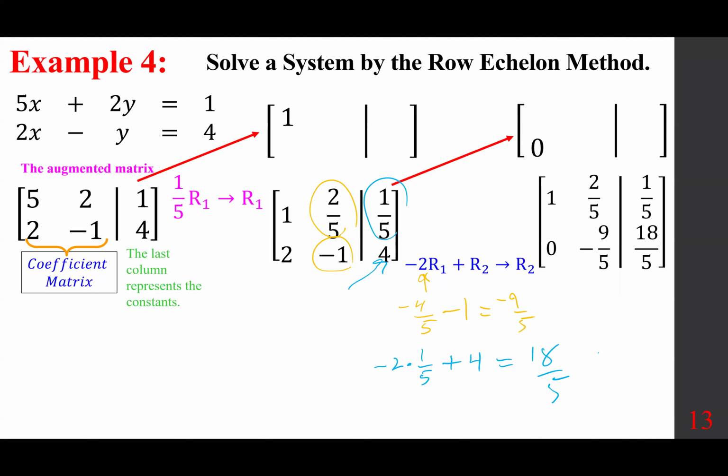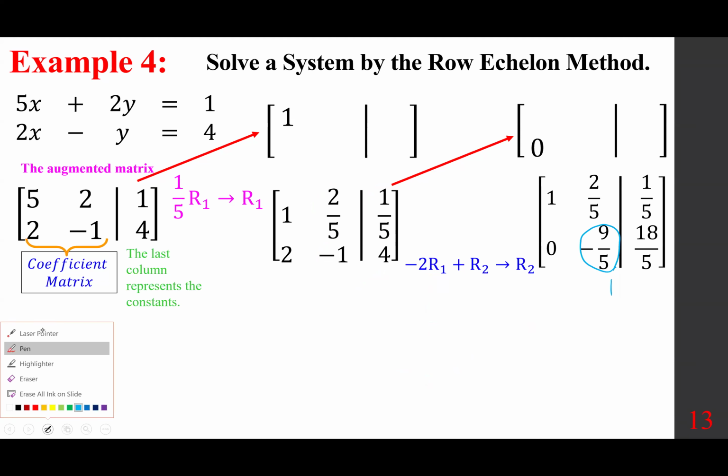I'm going to erase my work. And the next step is to make this into a 1. The best course of action is to multiply by its reciprocal. Every entry in this row you multiply by negative 5 over 9. So you want to make this one 1, and you say minus 5 over 9 R2 will be the new R2.